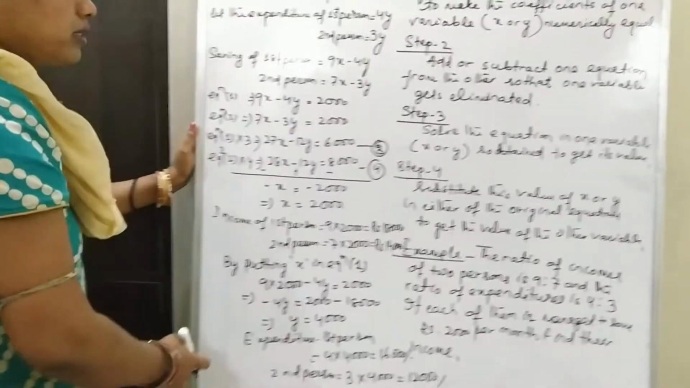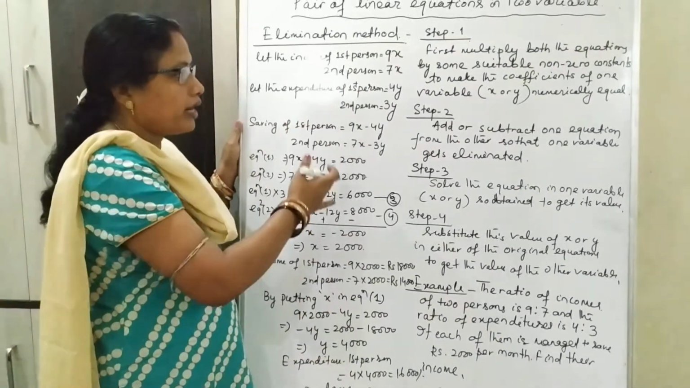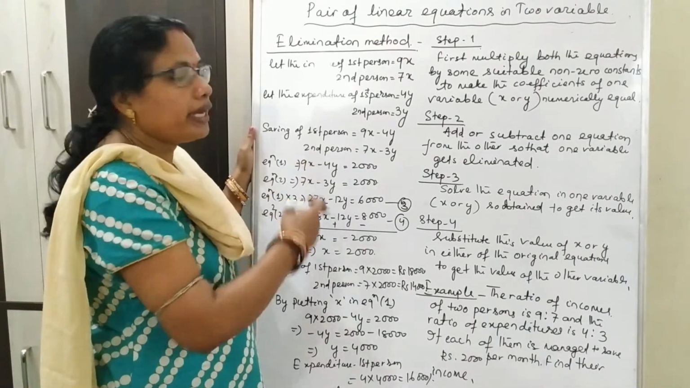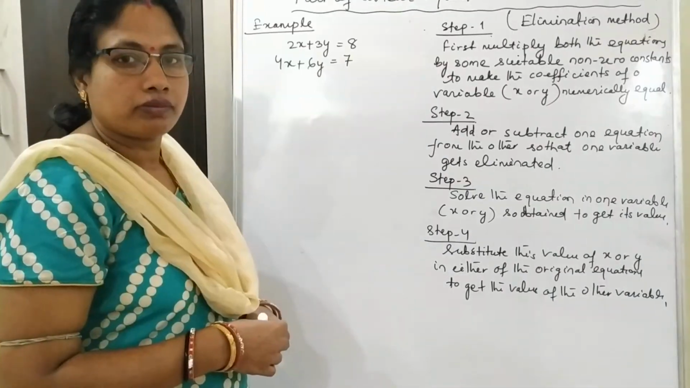So this is the answer. So these are the steps to find the solution of a pair of linear equations in two variables by the elimination method. So let us solve some more examples.